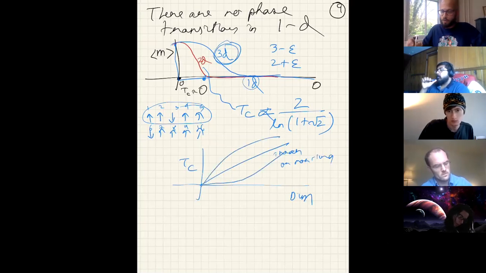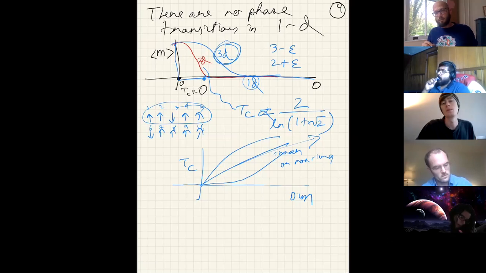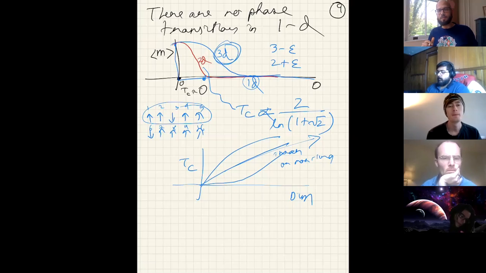I don't know whether this is even smooth or rough. All I'm saying is that it goes up. Next class, we are going to use a very simple argument to see why in one dimension there is no critical temperature, and that in higher dimensions there is a critical temperature.